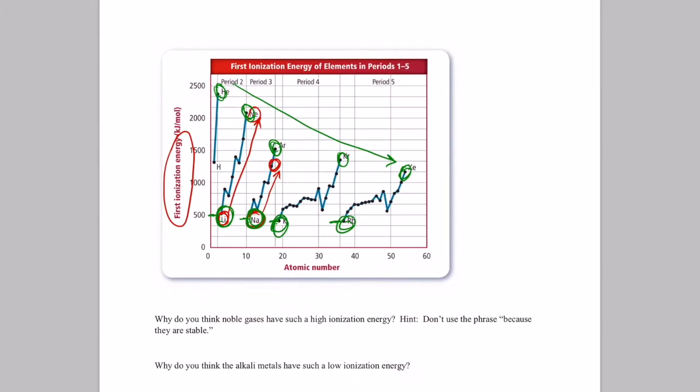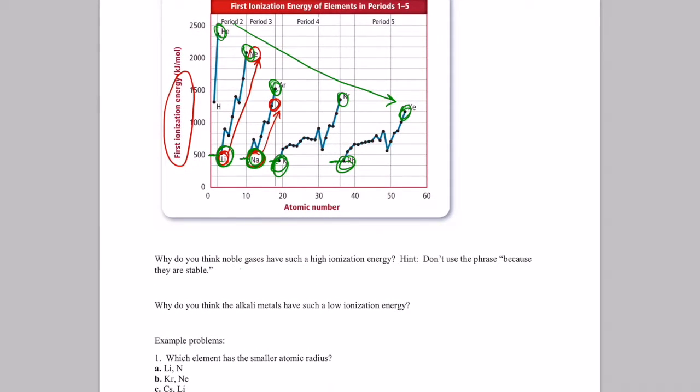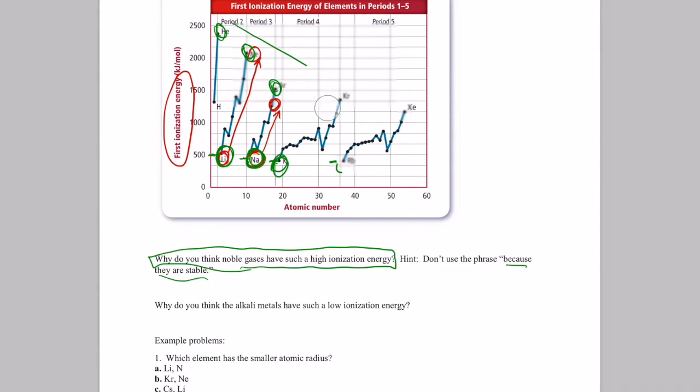Alrighty. So, why do you think noble gases have such a high ionization energy? Now, don't use the phrase because they are stable. A lot of kids like to say that. But you can notice that when I go across any period, the noble gases have the highest of all ionization energies. Here, let me erase the marks all over this graph here.